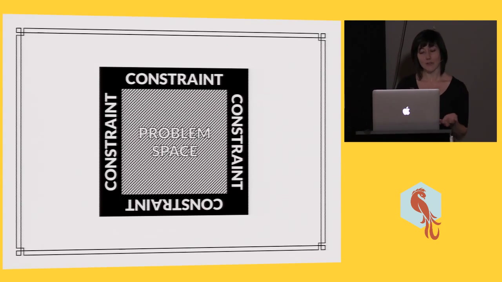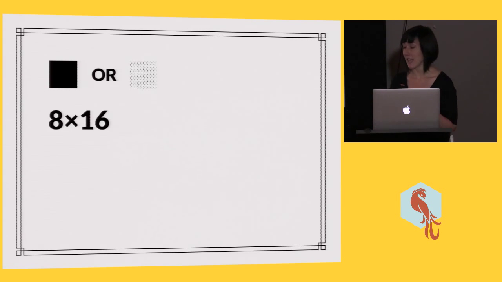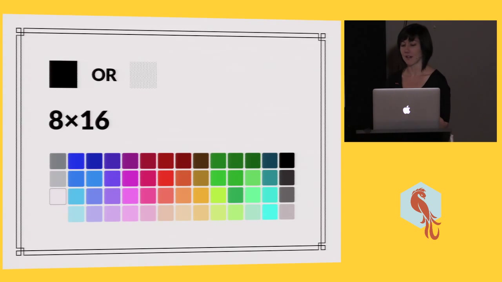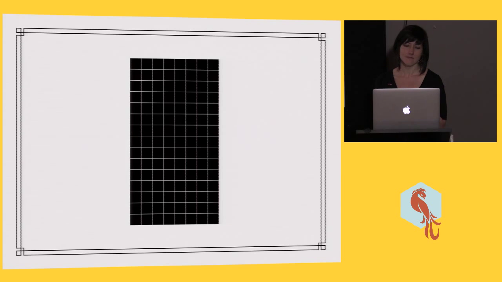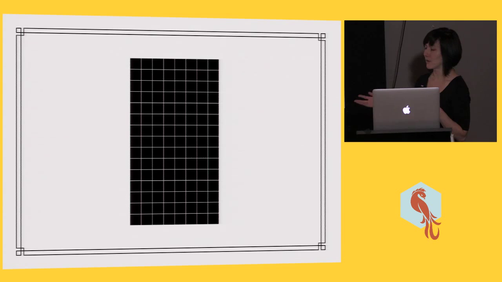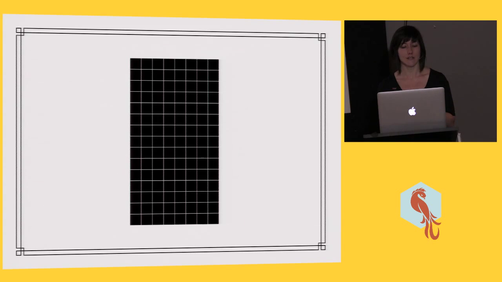In the case of my pixel art, my constraints are very straightforward. Pixels can either be filled or transparent. My canvas is 8 pixels wide by 16 pixels tall. And recently I've started to limit myself to the NES palette. So I have a very nice and neat looking 128 pixel canvas for my problem space. This isn't an awful lot to work with.